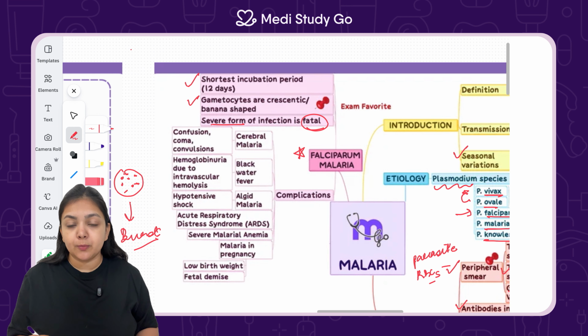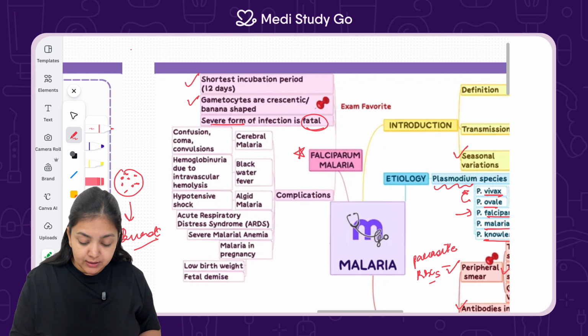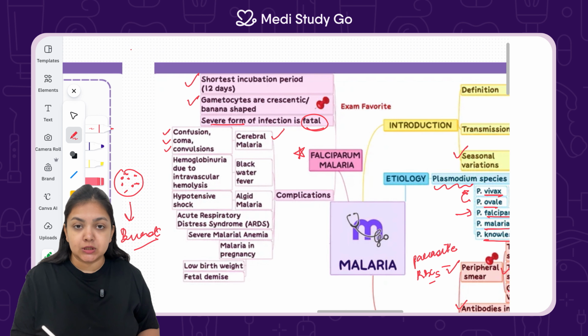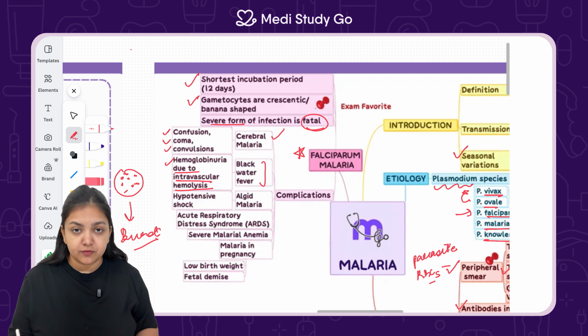The complications which are present for Plasmodium falciparum involve the nervous system as well. For example, it leads to cerebral malaria, which leads to confusion, coma, and convulsion, the three C's. Then there is Blackwater fever because of hemoglobinuria, wherein hemoglobin is released into the kidneys and into the urine, which is because of intravascular hemolysis. RBCs are getting destroyed, so hemoglobin content in the blood is increased. More hemoglobin will be filtered by the kidney, leading to hemoglobin presence in the urine, which leads to Blackwater fever. It's called Blackwater fever.